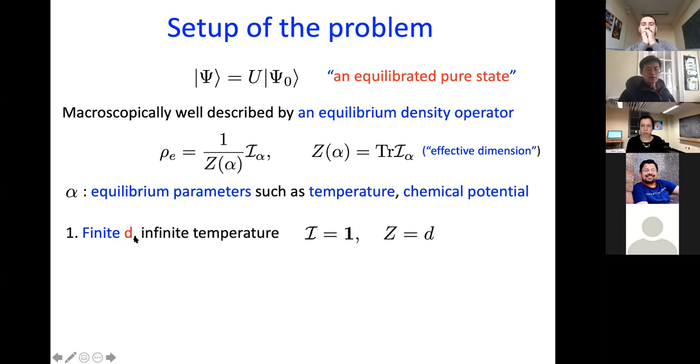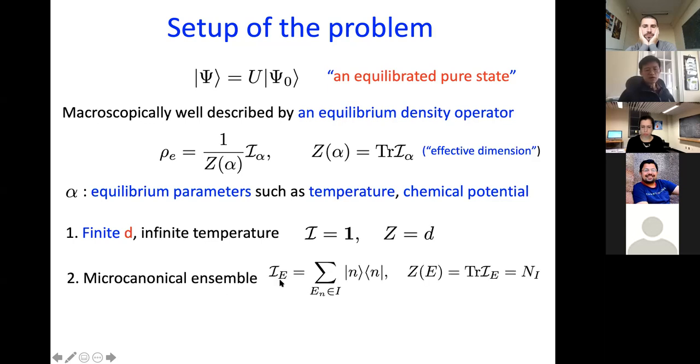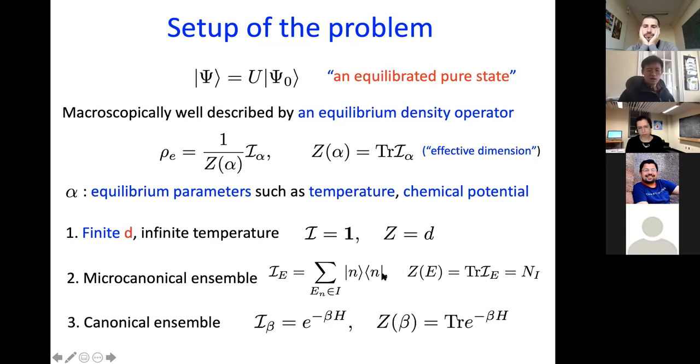So for a finite dimensional Hilbert space at infinite temperature, with no energy constraint, I_alpha just corresponds to the identity, and Z_alpha corresponds to the dimension of your Hilbert space. When you have an energy constraint, you can consider the microcanonical ensemble, or the canonical ensemble. And then you may consider other more general ensembles, say generalized ones with chemical potential. Good, so this notation alpha I will use often, so keep it in mind.